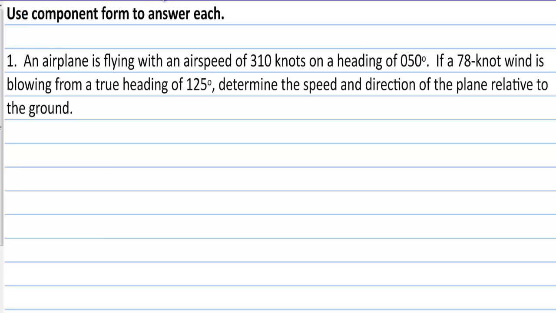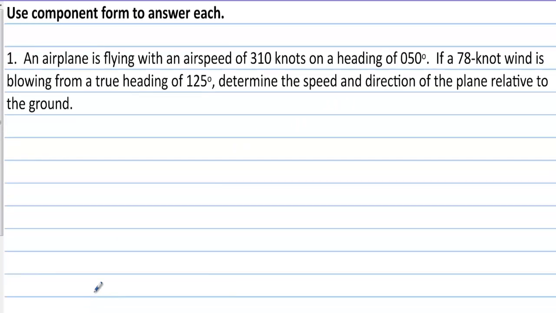Today we're going to use component form to answer each of the questions that we answered yesterday. This is the exact same worksheet, so we need to get the exact same answers, but we're going to use component form to answer these. An airplane is flying with an airspeed of 310 knots on a heading of 50 degrees. If a 78 knot wind is blowing from a true heading of 125 degrees, determine the speed and direction of the plane relative to the ground.